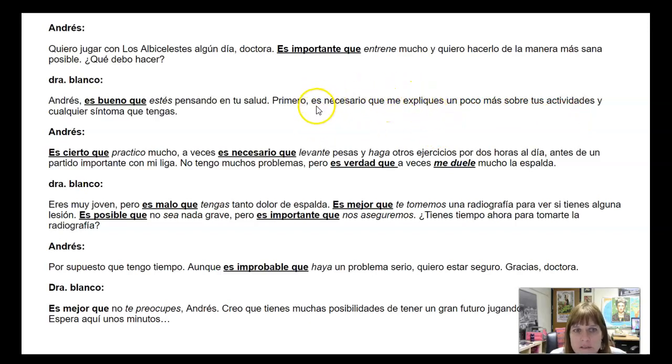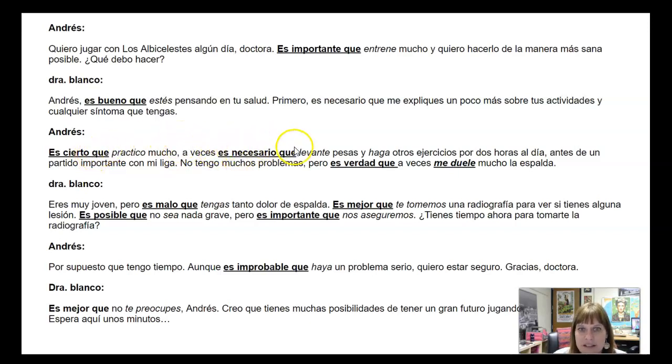So again, here is the subjunctive. I forgot to underline this one and put this in italics. Es necesario que, it's necessary that you explain to me a little about your activities and which symptoms you have. So all of that actually is in the subjunctive. Andrés, I try to underline, es cierto que practico mucho. So this is my first example where, even though it says es cierto que, in this context, when you're expressing truth, a fact, or an observation, the subjunctive does not need to be used. So he's saying, es cierto que practico mucho. It is certain that I practice a lot. He didn't use the subjunctive because he knows this is a fact that he practices a lot.